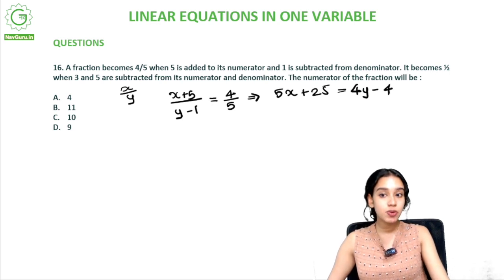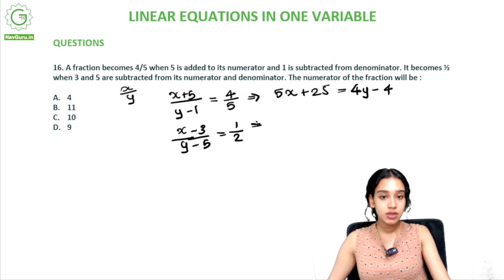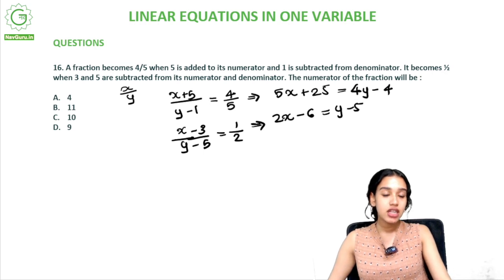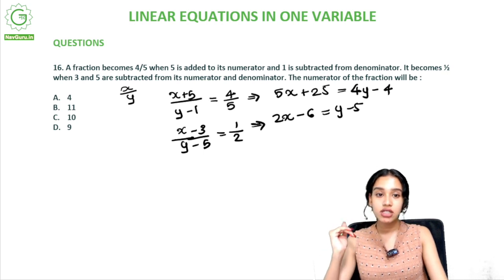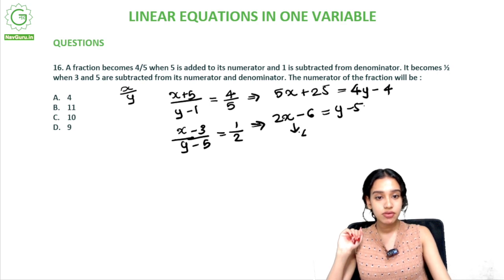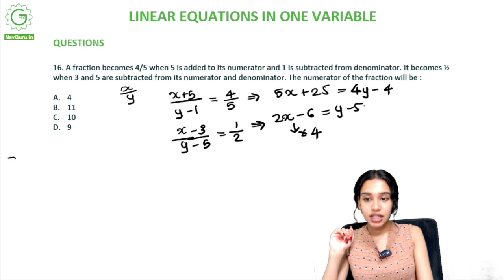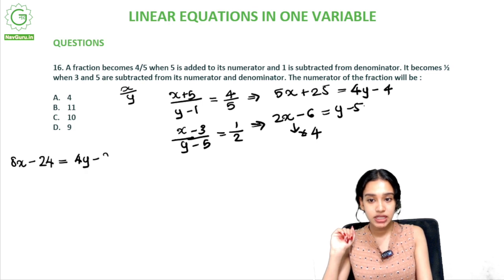And then we have, it becomes 1 by 2 when 3 and 5 are subtracted from its numerator and denominator. So from the numerator and denominator, 3 and 5 is subtracted, then we get the fraction as 1 by 2. This means that 2x minus 6 is equal to y minus 5. Now we have to make the coefficient of any one variable the same, so that we could subtract one equation from the other and get 0 for one variable. So here I am multiplying this equation with 4. So we will get 8x minus 24 is equal to 4y minus 20.